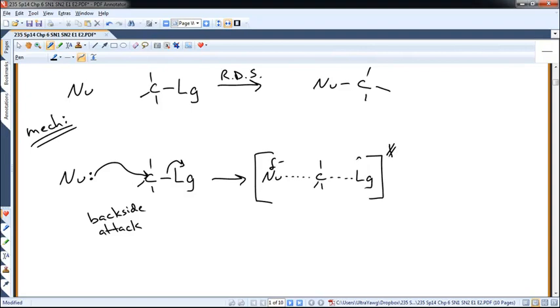The nucleophile has a partial negative charge. The leaving group, which is stealing these electrons, also has a partial negative charge. Actually, that arrow is a little ambiguous, so I'm going to clean it up a little bit. I like that a little bit better. Partial negative and partial positive gives you something like this.